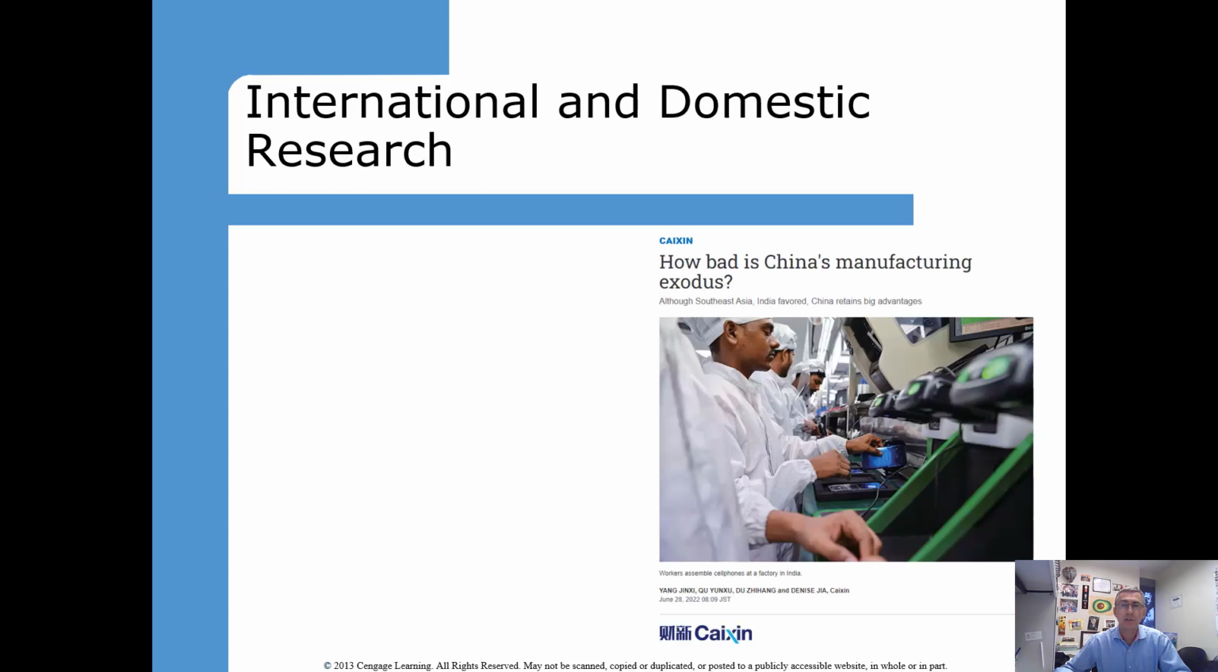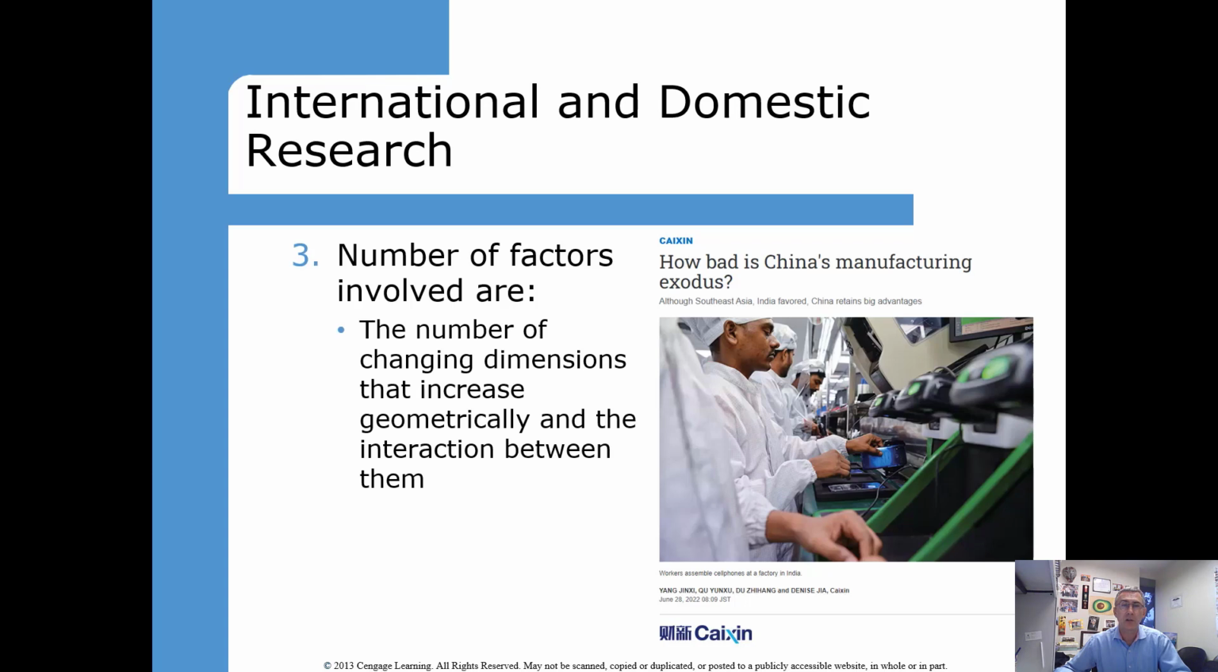So international and domestic research. The number of factors is the number of changing dimensions that increase geometrically, and the interaction between them. Of course, we're talking about the world, so that's going to be a huge factor. Coordination becomes very difficult. In this case, what I have for you is China's manufacturing exodus.